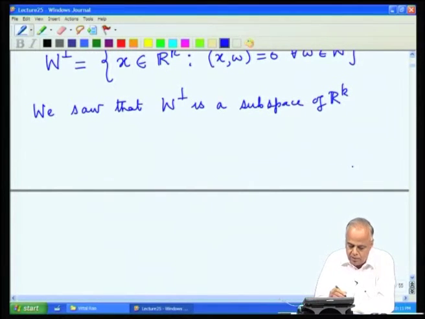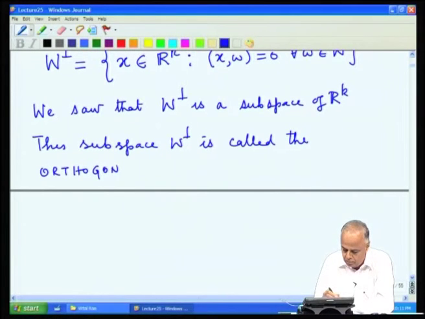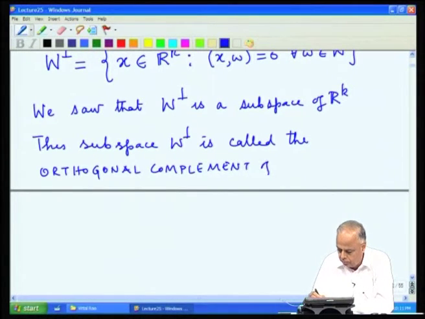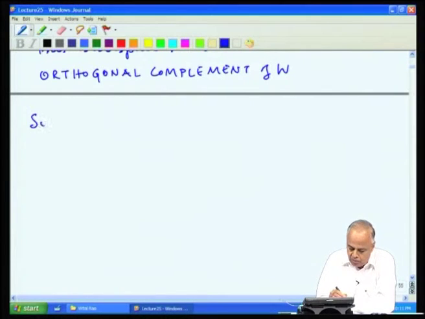This subspace W perp is called the orthogonal complement of W. So every subspace has something called its orthogonal complement. We will make one simple observation.